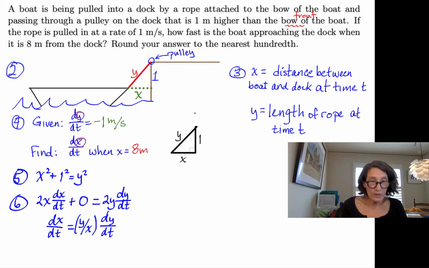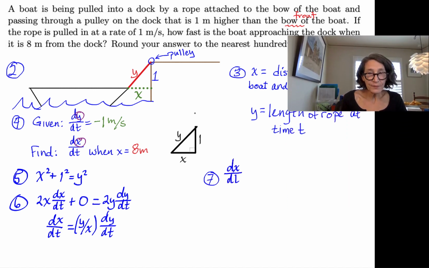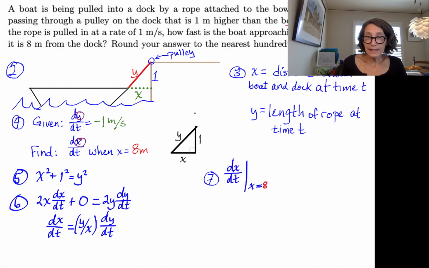And now we know what to plug in for x and what to plug in for dy/dt. So in step 7, we're going to evaluate dx/dt when x is equal to 8. So that's going to be y over 8 times negative 1 meter per second. And now we notice we still have a y in our rate. We've got to get rid of that y. So what are we going to do there?